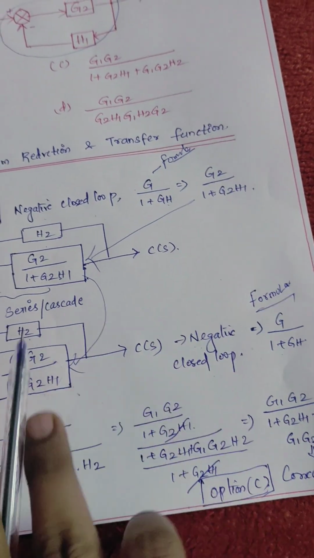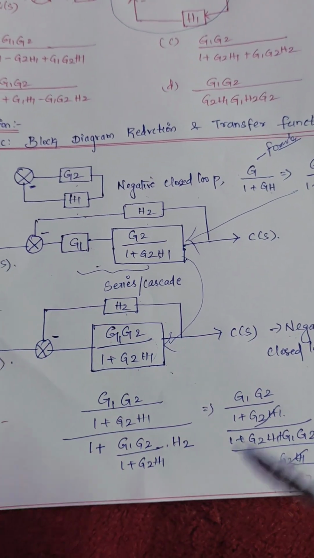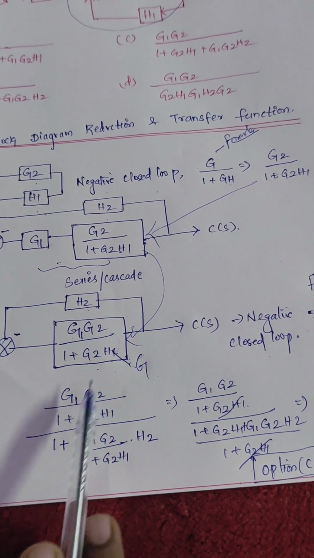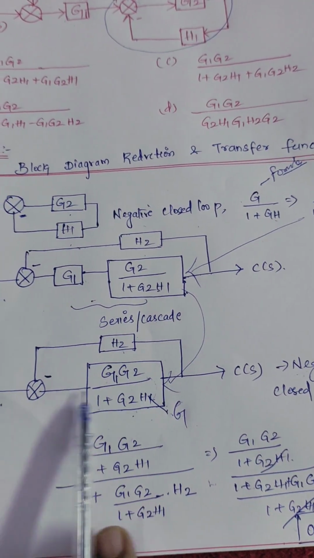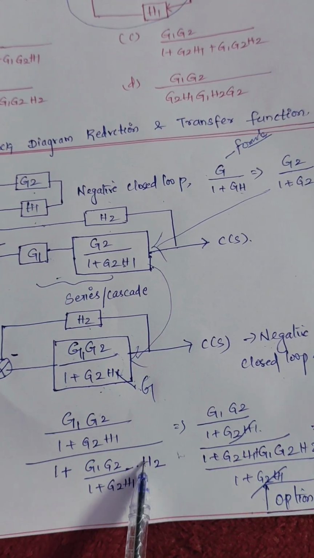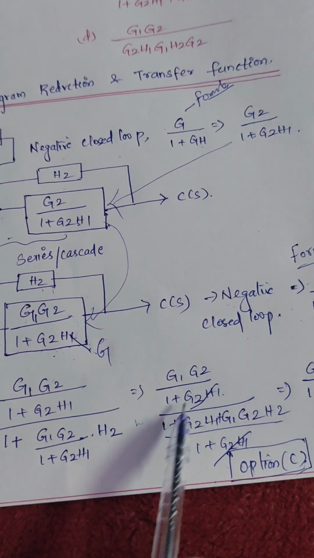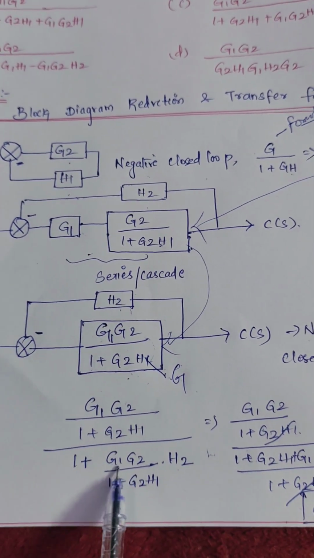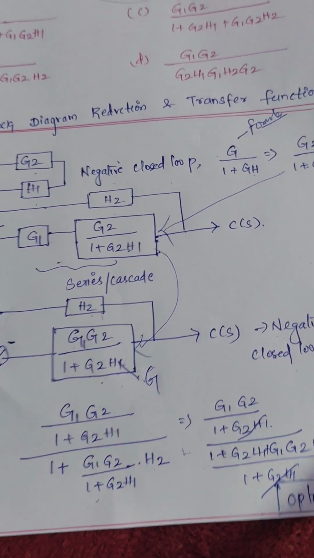So now use this formula and apply it. Instead of G, this term is G. So G1 G2 divided by 1 plus G2 H1, the whole divided by 1 plus again G, that is G1 G2 divided by 1 plus G2 into H1, times H, and H is nothing but H2. Do the denominator LCM and cross multiply: 1 plus G2 into H1 plus G1 G2 H2, divided by 1 plus G2 H1. Both denominators get cancelled.